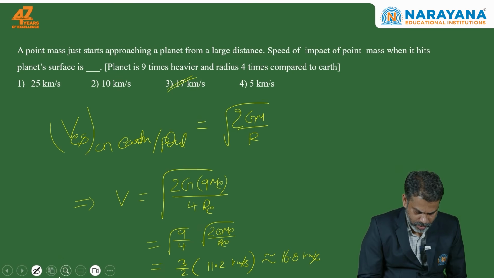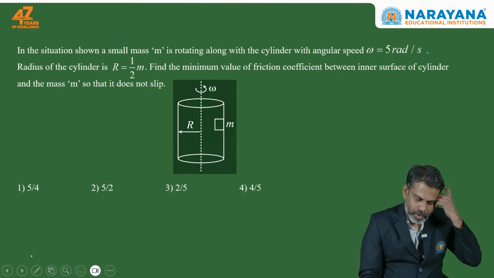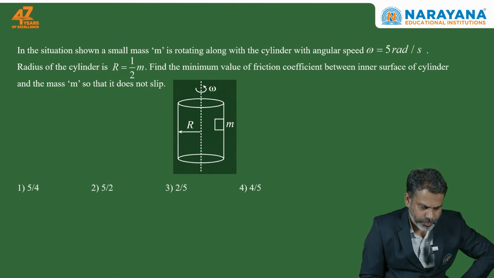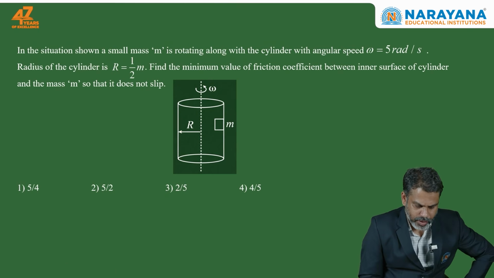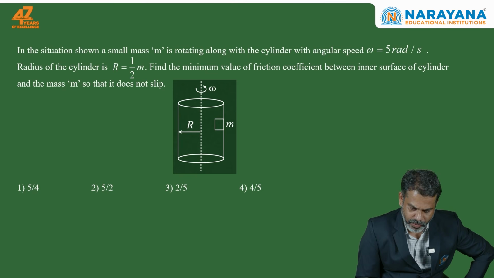Let's go to the next one. Yeah, next one, this one. Let me read the question. In the situation shown, a small mass m is rotating along with the cylinder with an angular speed omega of 5 radians per second. The radius of the cylinder is half a meter. Find the minimum value of the coefficient of friction between the inner surface of the cylinder and the mass.